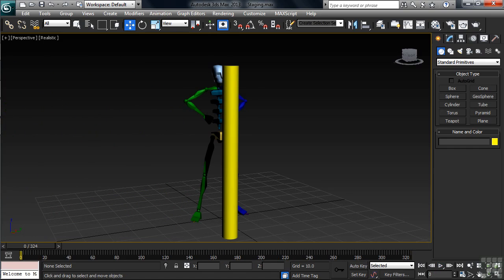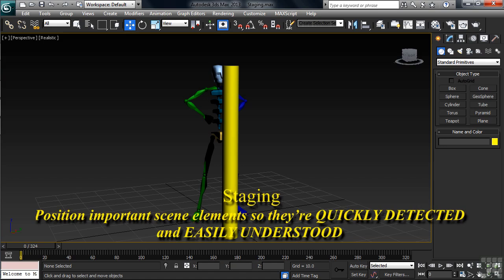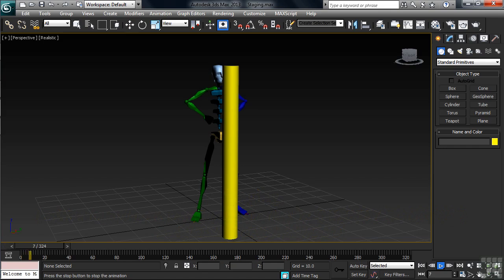And lastly, we have the traditional principle of staging, which probably has more to do with composition or scene layout than anything else. Staging simply states that important objects in a scene should be positioned in a way in which they're quickly detected and easily understood, something professional photographers know all too well with each and every shot they take. You never want your primary area of focus to be obscured or in any way misinterpreted. Good staging will keep that from happening.